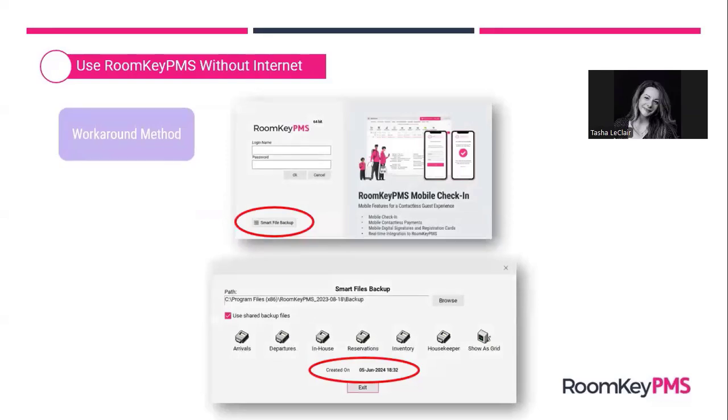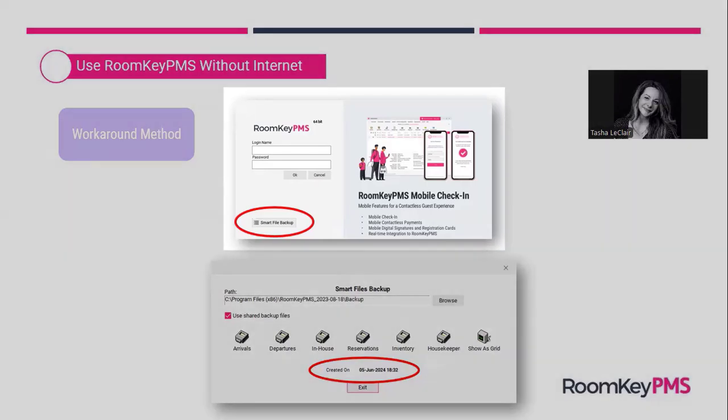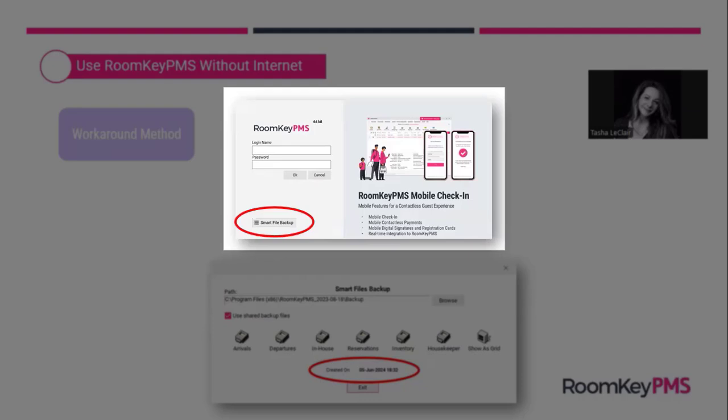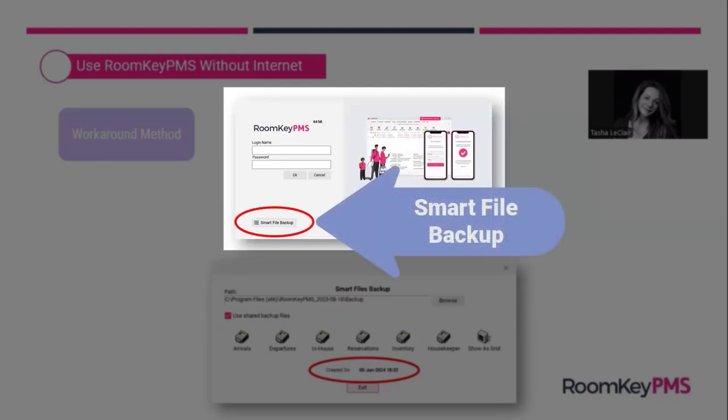So the first thing that I wanted to identify is, in order to use this workaround method, you need to be able to find your Smart File backup files. Those lists of reports are available to access directly from your login page. So when you open up RoomKey, you're often asked for your login name and password. If you do not have access to the internet, you will still have access to this Smart File Backup button.